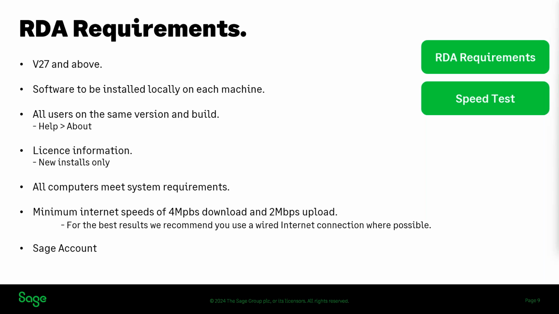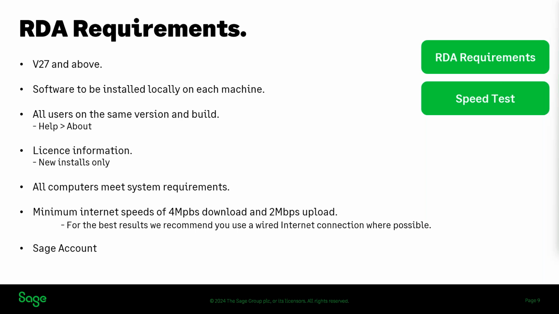If you're doing new installs on new machines, then you will need the license information, so you can get that from other machines that are already set up with Sage. Again, that's exactly the same place. It's just Help and About, and then it's under the license information in the middle, and you'll see your license, your activation, and your license information.